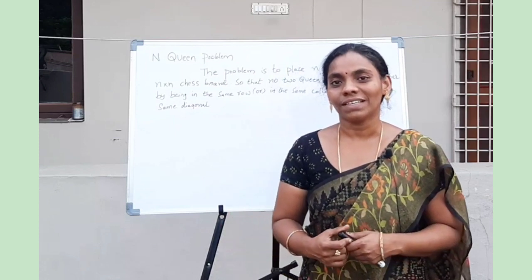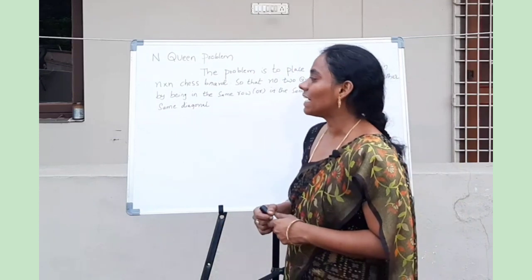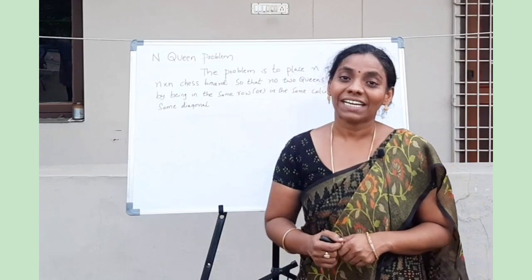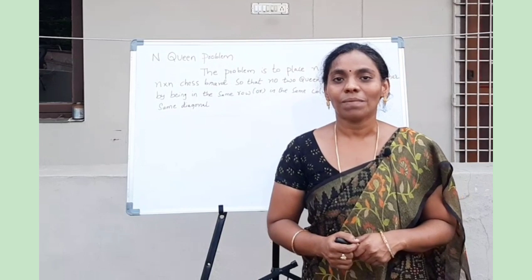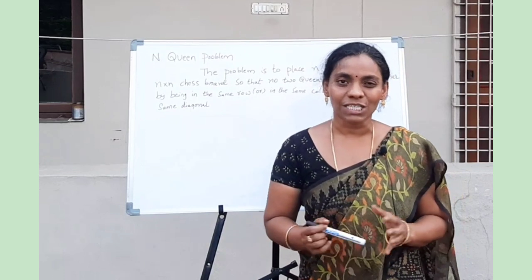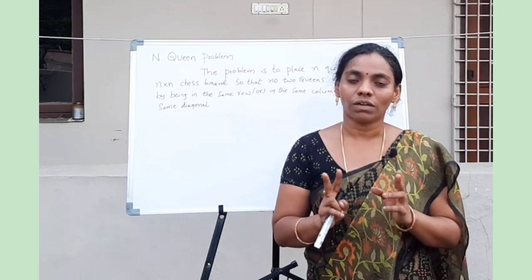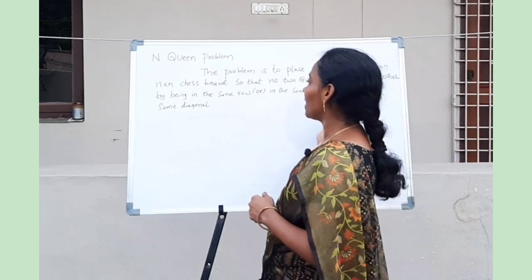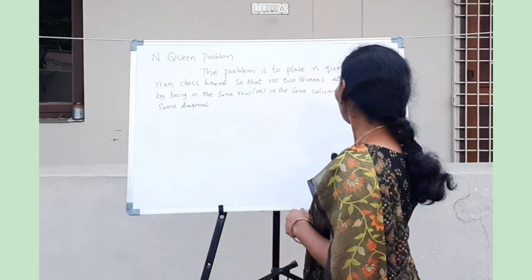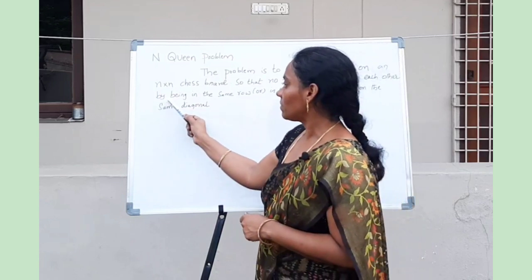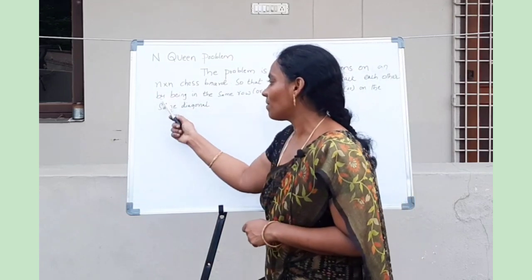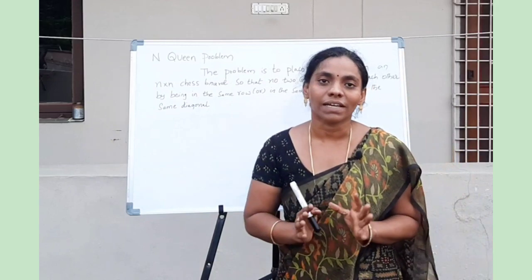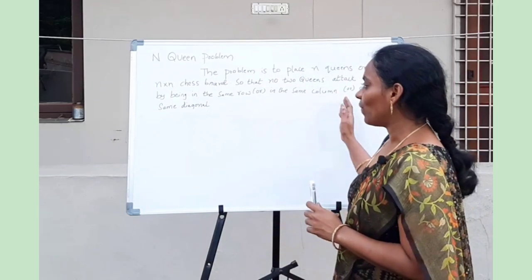Before solving this, we have to understand what the n-queen problem is. The n-queen problem is nothing but placing n queens on a given n by n chessboard in such a way that no two queens can attack each other. That means the constraint given for us is that no two queens can attack by being in the same row, same column, or same diagonal. So this is the n-queen problem.